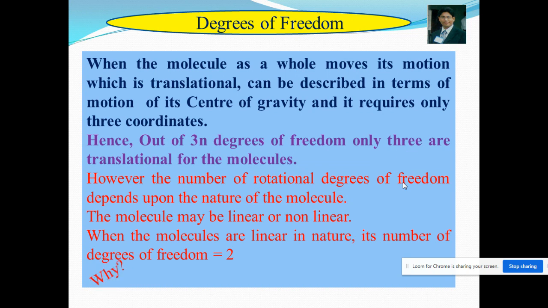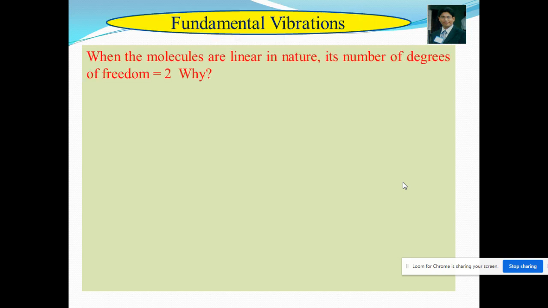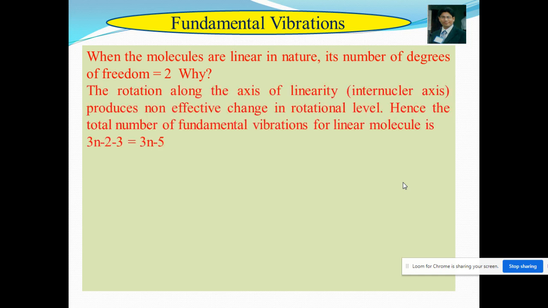But why? The rotation along the axis of linearity, that is the internuclear axis, produces no effective change in rotational level. Hence, the total number of fundamental vibrations for a linear molecule is equal to 3n minus 2 minus 3, that is 3n minus 5.